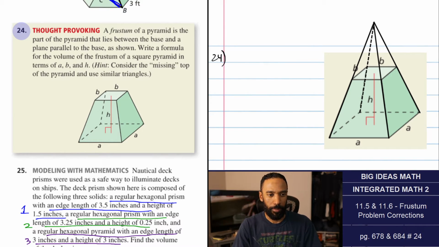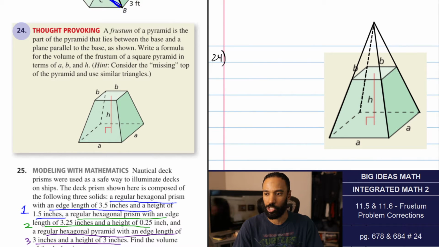A frustum of a pyramid is the part of a pyramid that lies between the base and a plane parallel to the base, as shown. So this guy down here is the frustum. Write a formula for the volume of the frustum of a square pyramid in terms of A, B, and H. Consider the missing top of the pyramid and use similar triangles. So the green part that's filled in is the frustum.